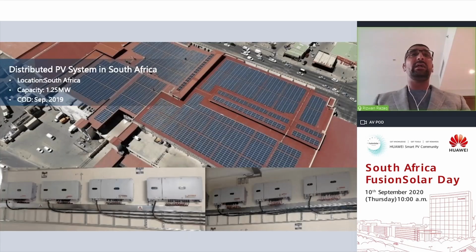So for the C&I, here's one good case reference using the 50 and 60 KTL inverters. It's a 1.25 megawatt project installed just over 1 year ago now on a commercial rooftop.